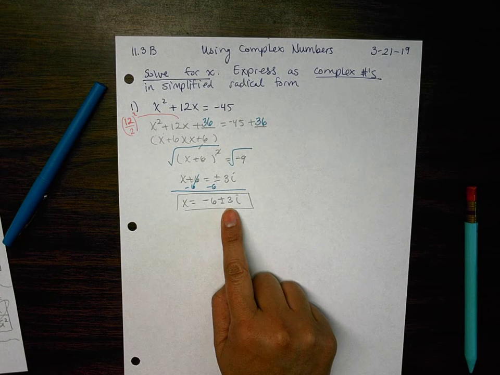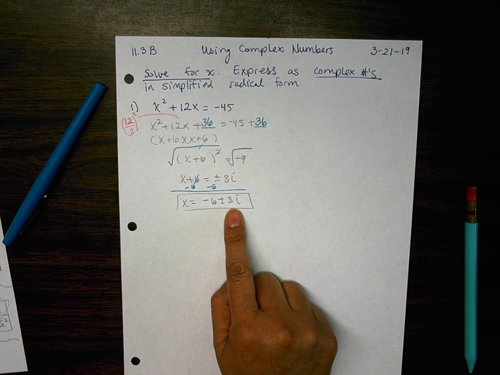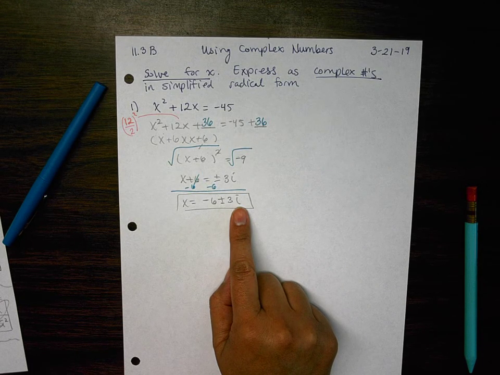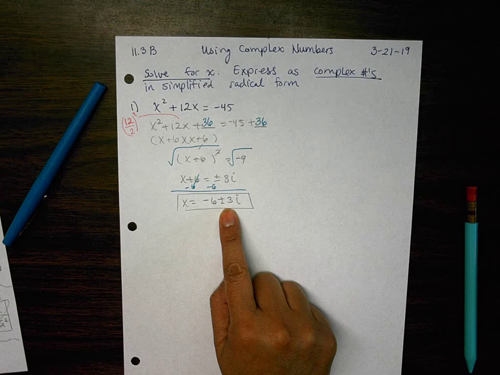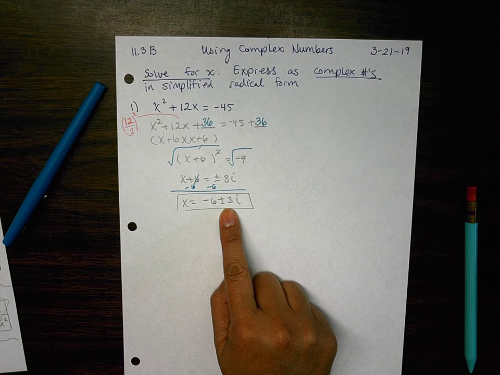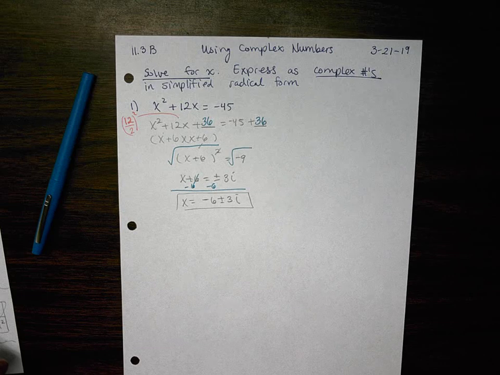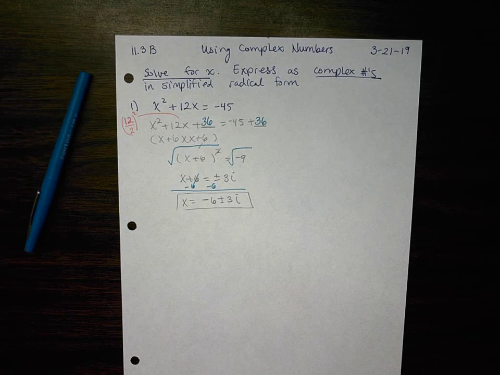How many solutions are there? 2. There's 2 in disguise. They're not x-intercepts because imaginary numbers are not x-intercepts, but they are 2 solutions. Does that make sense? Yes? All right.